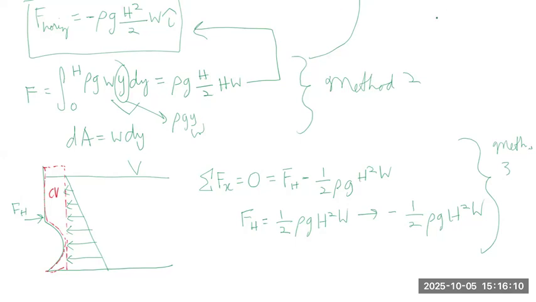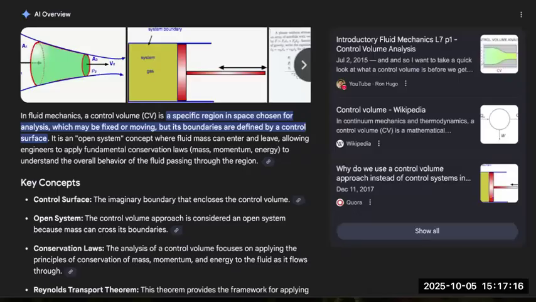Now, what is the control volume? You guys might not have heard of this before yet, so let's go over what a control volume is quickly. So basically, in fluid mechanics, a control volume, or CV, is a specific region in space chosen for analysis, which may be fixed or moving, but its boundaries are defined by a control surface. It is an open system concept where fluid mass can enter and leave, allowing engineers to apply fundamental conservation laws, such as mass, momentum, and energy, to understand the overall behavior of the fluid passing through the region.